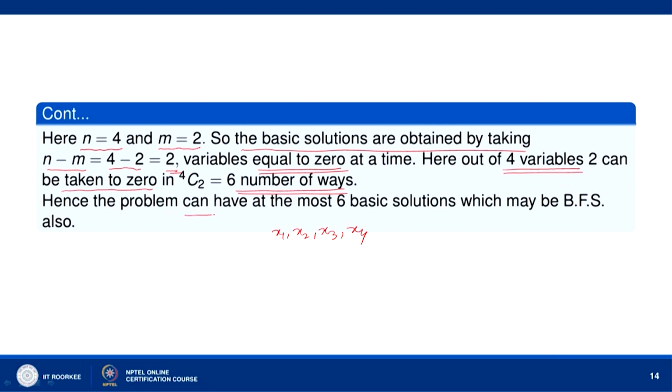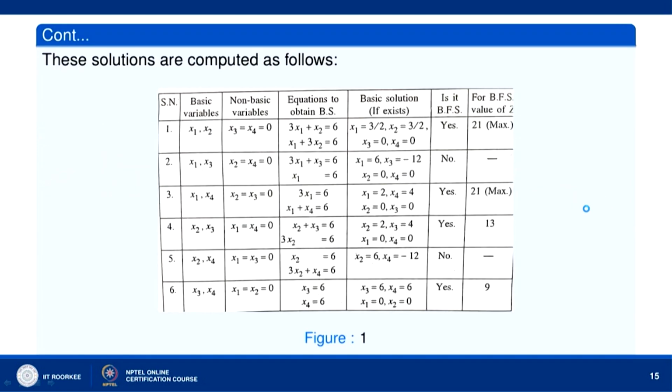Now, therefore, the problem can have at the most 6 basic solutions, which may be basic feasible solutions also. Now, let us see how to obtain them. So, these solutions are computed as follows.